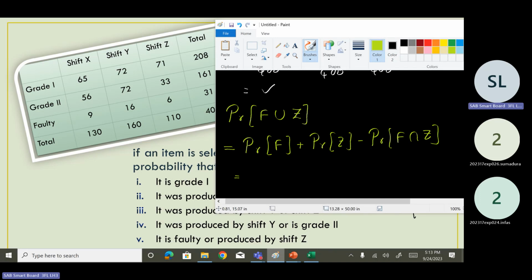Now, probability of faulty. Doesn't matter from where it comes, faulty, 31 out of 400. Probability of produced by shift is 110 out of 400. Faulty and produced by shift is that we have seen such items.